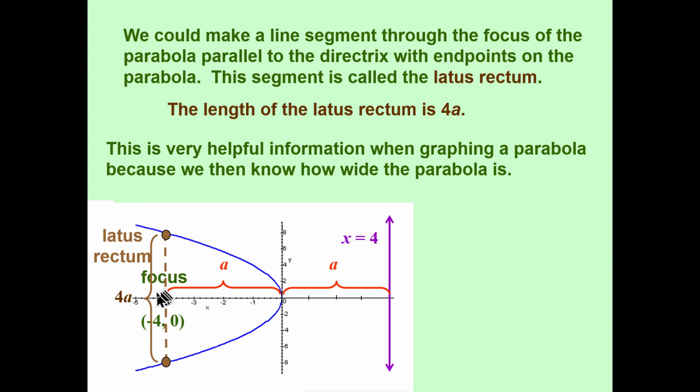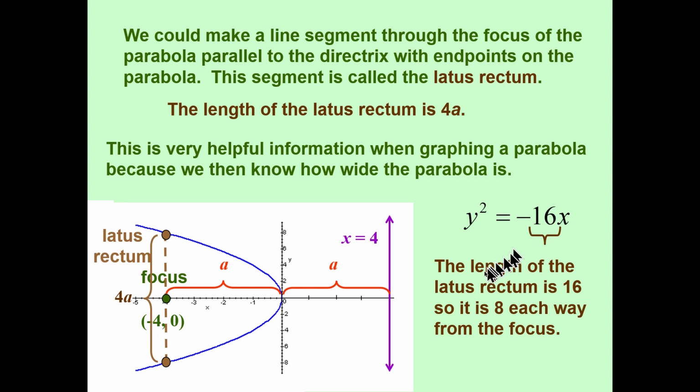We know what a is, so we can go up 4 times that, and that location will be a point on the parabola. Go 4 times below that, and that'll be another point on the parabola. So we can actually start sketching the parabola from there. So the length of the latus rectum here is 16. So it is 8 each way from the focus. So 8 units up here, 8 units down here.